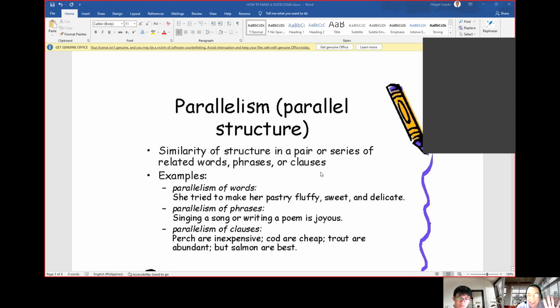Again, how many techniques do we have already? We have three techniques. What's the first one? Tricolon. Okay, tricolon. The second one? Secondly, tautology. And the third one is parallelism. But there's another one, Khoi.